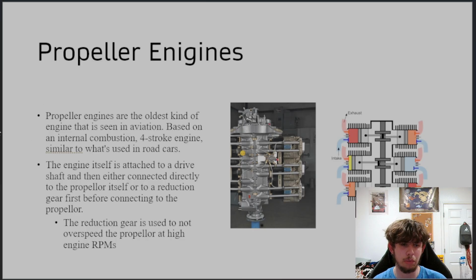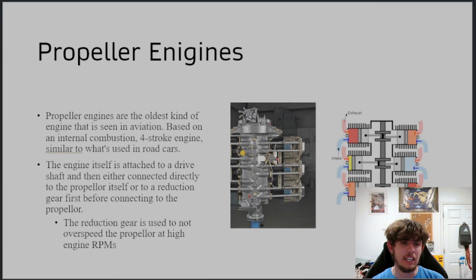Propeller engines, piston propeller engines, are the oldest kind of engine that is seen in aviation. They are the original things that the Wright brothers used to power their aircraft, the Kitty Hawk, and its first flight. They are internal combustion four-stroke engines, almost identical in design to what you see in the car that you may drive to work every day, or in the engine that the bus uses, depending on what form of transportation you take. Four strokes being intake, compression, combustion, and exhaust.